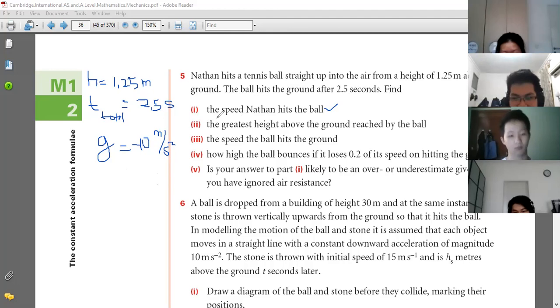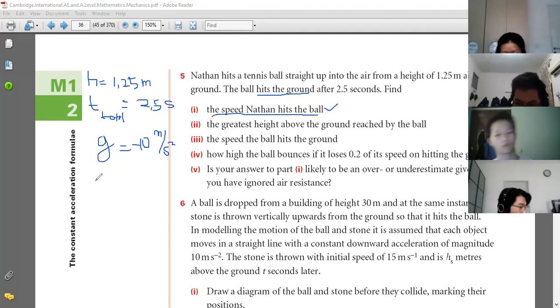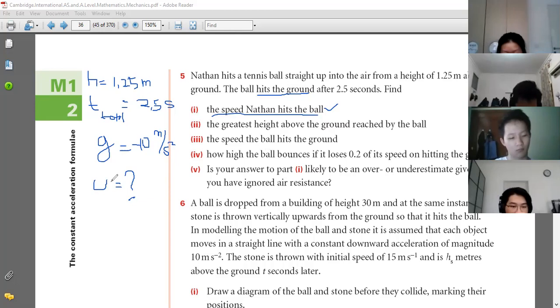The speed Nathan hits the ball, so that means, is it initial speed or final speed? The final speed is when it hits the ground. When Nathan hits the ball is the initial, right? Yes. Final condition is when the ball hits the ground. If Nathan hits the ball is initial condition, right? So it is asking about initial speed. So what formula will you use if you know distance, time, gravitational acceleration? You will find u. What formula will you use?